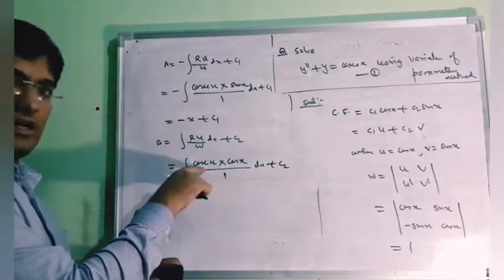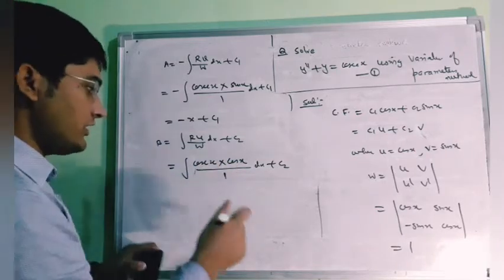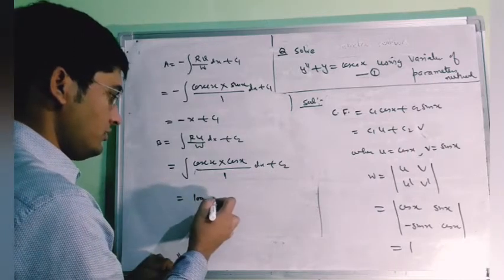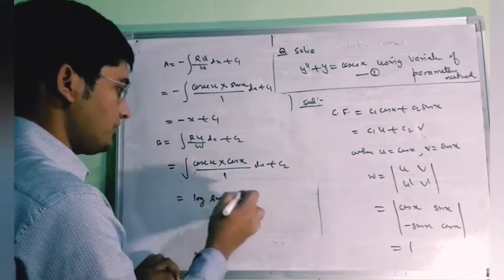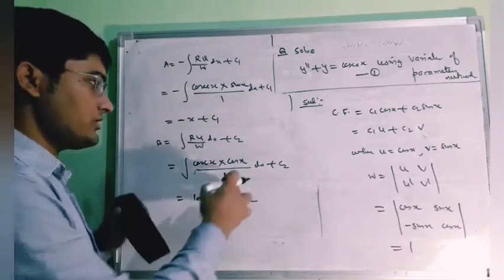Now cosec is 1 upon sin, so this will be cos upon sin, that is cot x, and integration of cot x is log sin x plus c2, because this will be cos upon sin. If you take sin x as t, then this will become cos x dx.